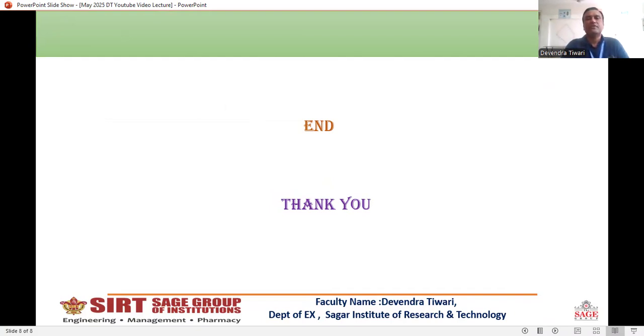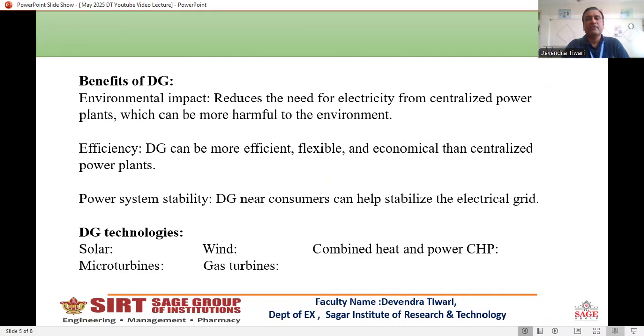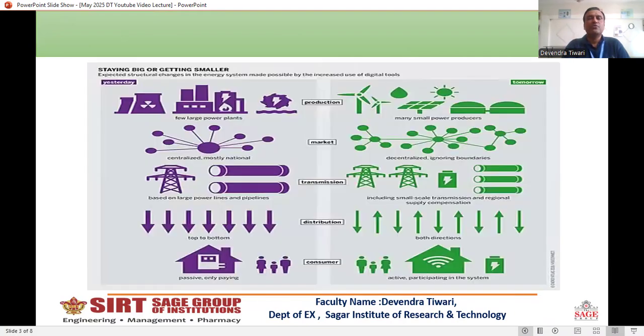Overall, we can say the distributed energy resources part is a very essential part, which makes the consumer feel happier and more lively through active participation in the energy sector.